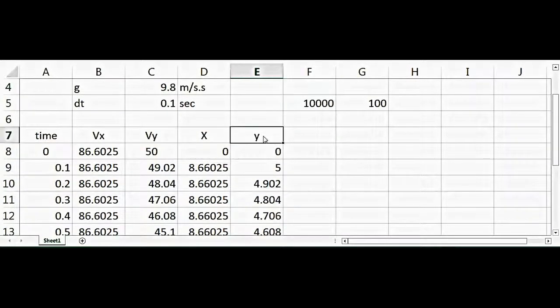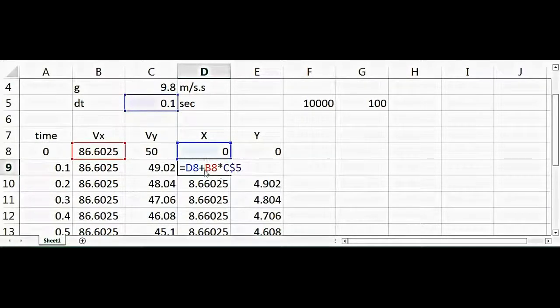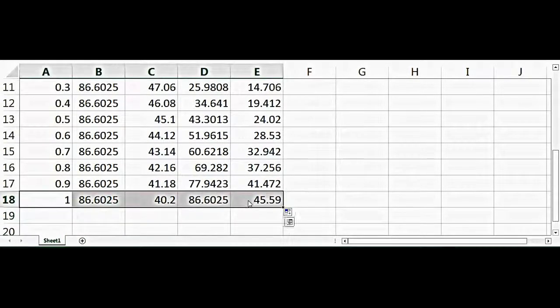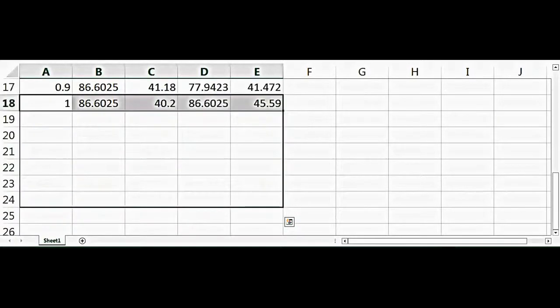I forgot to do one more thing. So here the x is the distance which the ball has moved in the x direction, but we should add the position which was there at the initial step. So I have to say x plus the distance it has traveled in time dt. Same way here we have to add the initial position. Now if we drag it, you can see that the position will change. So this is how it will go, and we can keep dragging it for a long time.